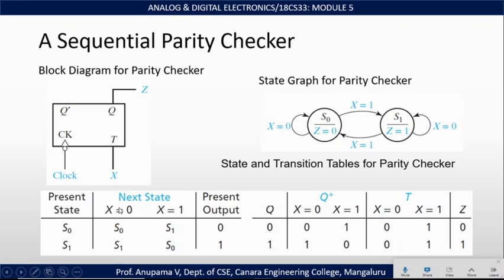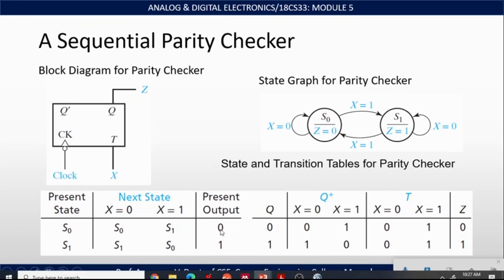So, when X is equal to 0, what is the next state? When X is equal to 1, what is the next state? We are going to represent it in the form of a table. And what is the present output? So, S is equal to 0 is the present state. What is the present output? 0, right? If the present state is S0, what is the output? Z is equal to 0. So, the present output will be 0.